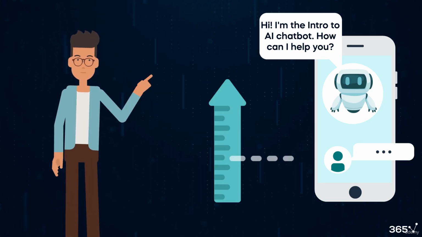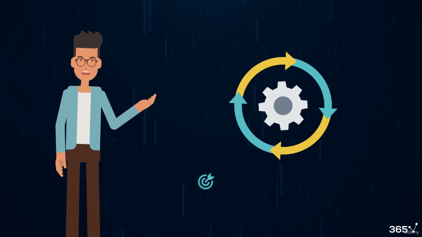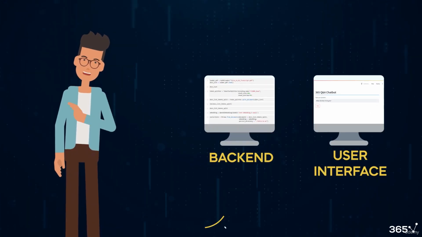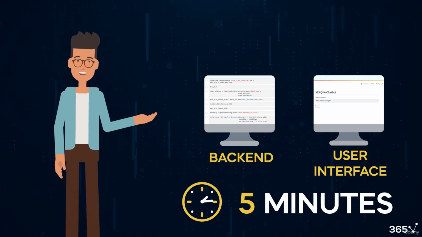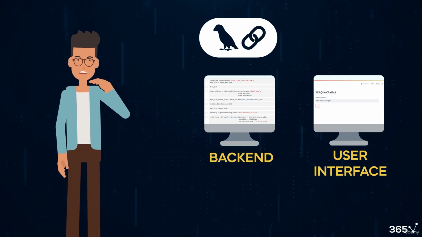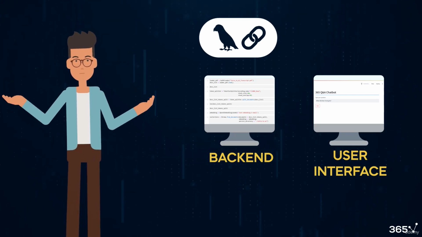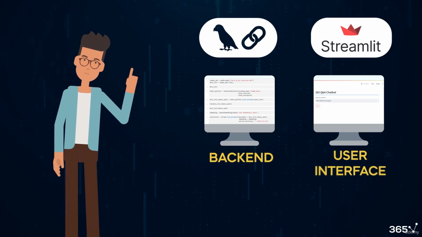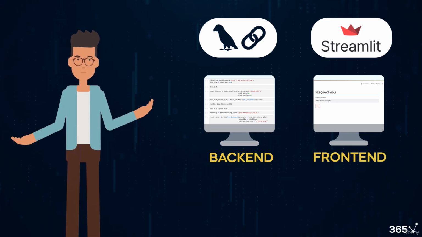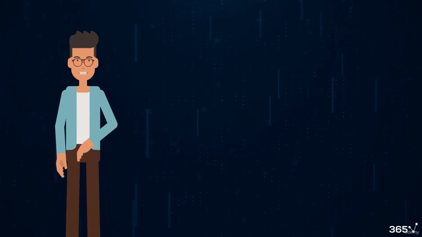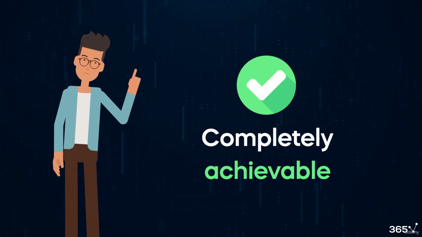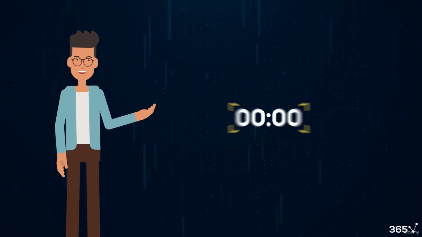But I'll set the bar even higher. My goal is to implement the chatbot's backend and user interface in only 5 minutes. Ambitious, isn't it? We'll employ the popular LangChain Python library to implement the backbone of the application and the Streamlit Python library to create an elegant user interface with minimal code. So let's see if creating an app in 5 minutes turns out to be too bold or, in fact, completely achievable. The timer starts now.